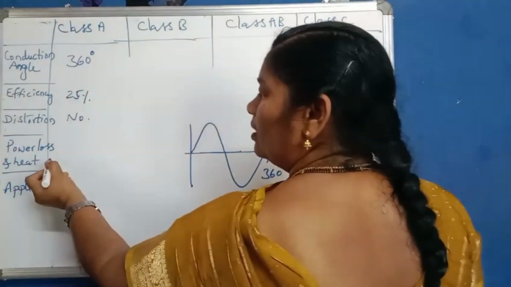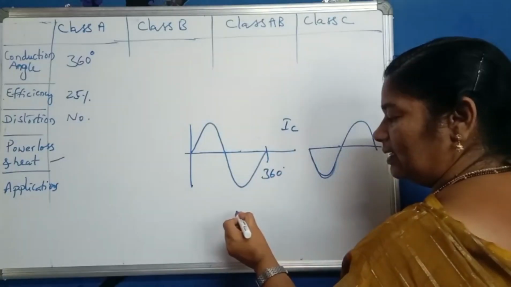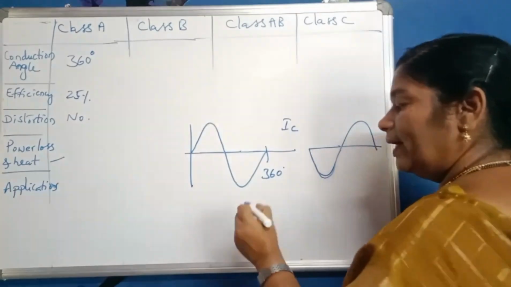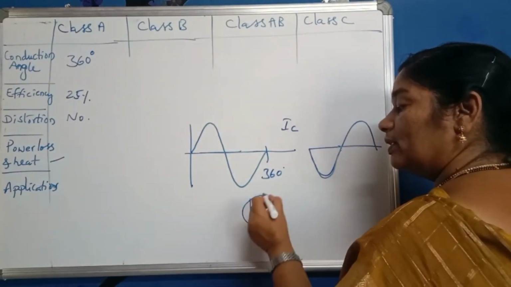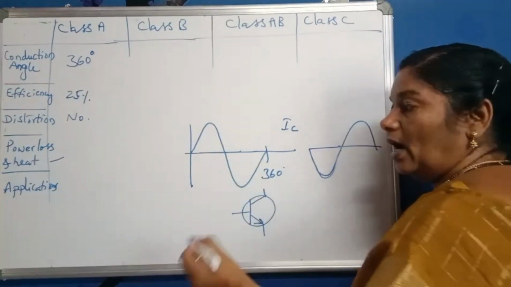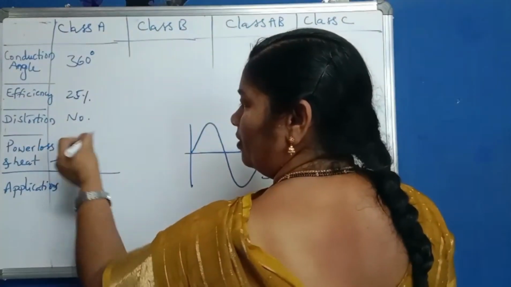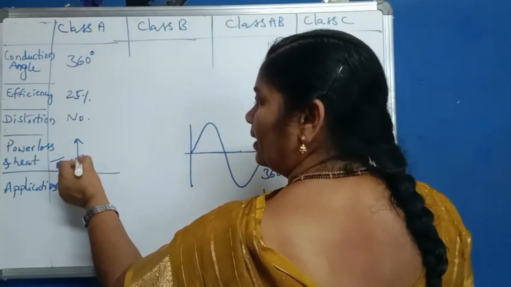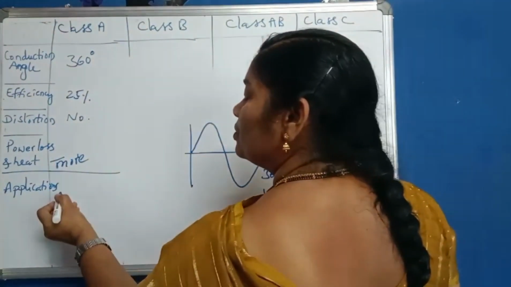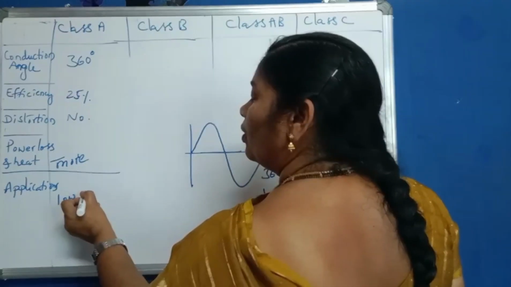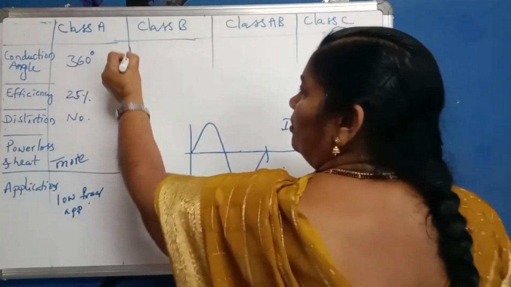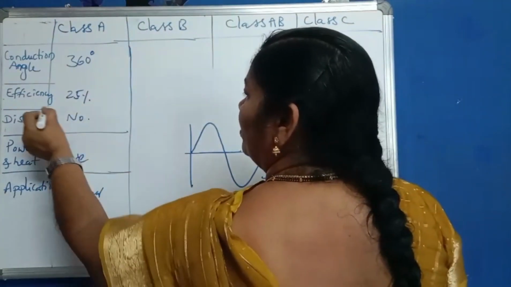And then, power loss and heat. You know that the transistor is in the on state for the complete input signal. Therefore, it should be in the on state for the whole time of the input. Obviously, it will be heated, and hence power loss will be more in a class A power amplifier. And what are the applications? It is used for very low frequency applications. Low frequency applications can use a class A power amplifier.